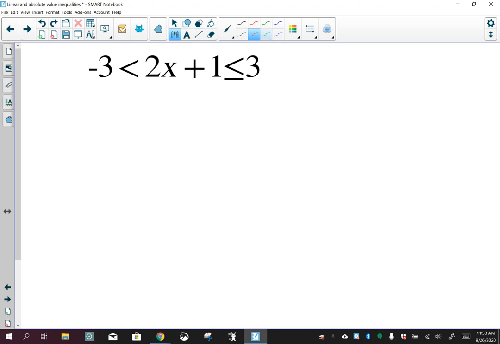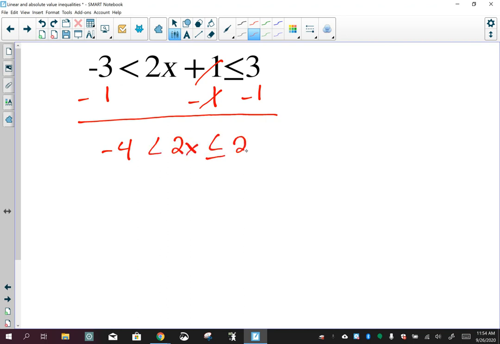All right, welcome back. So I'm going to do it as one big problem. I'm going to minus 1, and minus 1. And so we know that that's going to go away. So I get negative 4 is less than 2x is less than or equal to 2. I'm going to divide through by my 2. So I get negative 2 is less than x is less than or equal to 1. So in my interval notation, I have an open parenthesis, negative 2, and I'm going to close it off at 1.